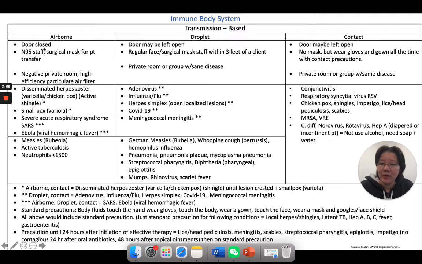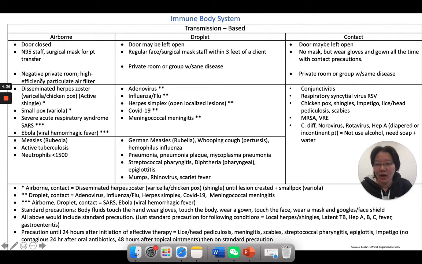With airborne, the door is closed, while for droplet and contact, the door is open. Mask-wise, for airborne, the staff need an N95. The patient can use a surgical mask if, for example, we transfer them to another department, like the X-ray department. For droplet, staff can use a regular surgical face mask. And for contact precautions, you don't need the mask, but you need to wear gloves and gowns all the time. But if there's a risk of fluid spill on the face, then use the mask.